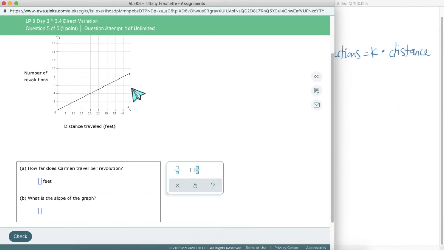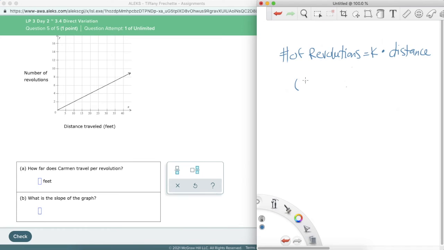So how far does Carmen travel per revolution? All right, well, we want to know how many feet are in each one. So I'm going to go over here to where I can see it's crossing. I don't want to do 0, 0 because that's at the beginning. So this would mean that she hasn't traveled any distance, and the wheels haven't made any revolution. So I don't want to use this one. I want to use the next point that I can see. And the next one I can see is 10 feet and 2 revolutions, which we can write as a coordinate, 10, 2.